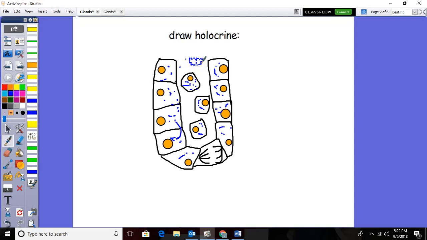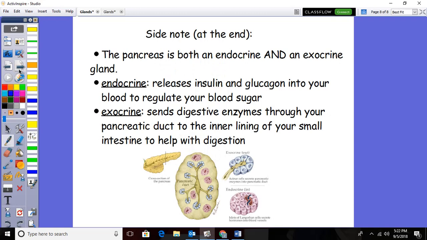So I want you to go back and look at your 3 pictures here of the exocrine glands, your merocrine, your apocrine, and your holocrine, and I want you to see how what you're putting in this middle part, this duct or the passageway, is what makes the 3 of them different, and that's where they get their names from.